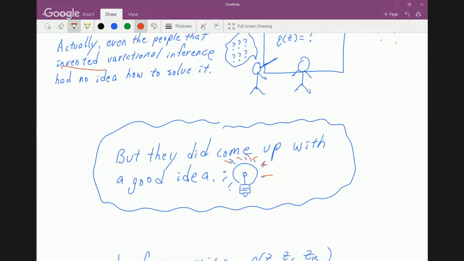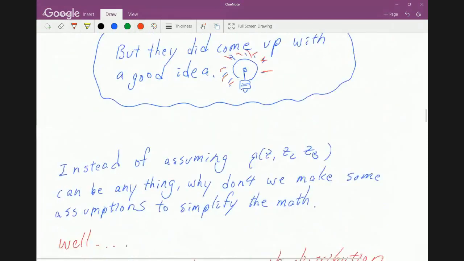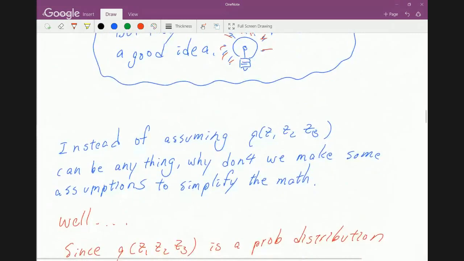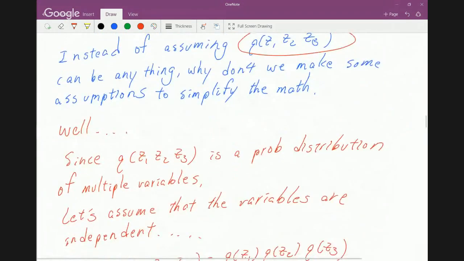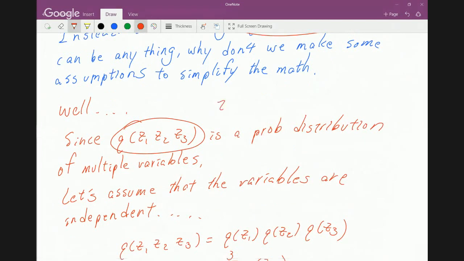Bing. A good idea. And the idea is that instead of assuming that this distribution could be anything, we restrict it so that it will simplify the math by making some assumptions. So the assumption is this. Well, this is the distribution. Maybe we can assume that Z1, Z2, Z3 are independent.